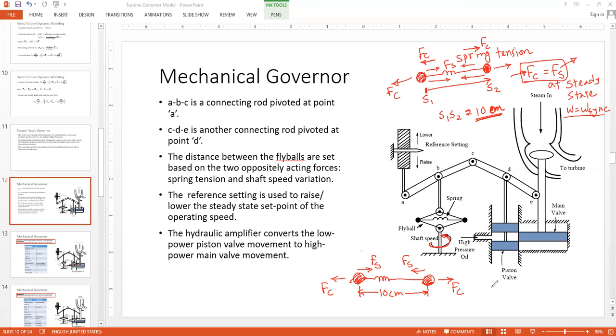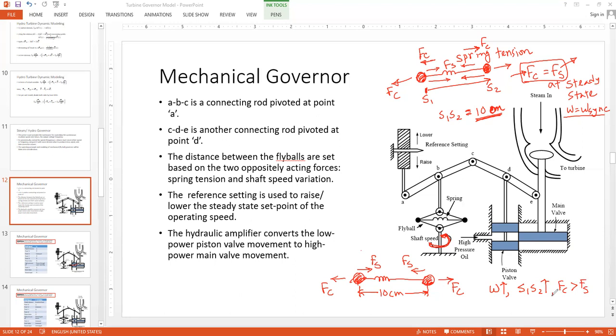Excellent. So in summary, if omega increases, that would be sensed by the shaft speed. We can relate it now with the positioning of the spring, or the length of the spring. So the spring length S1, S2 would increase. Clear? It means this distance would increase because Fc would become more than Fs. This is the reason. You got it?